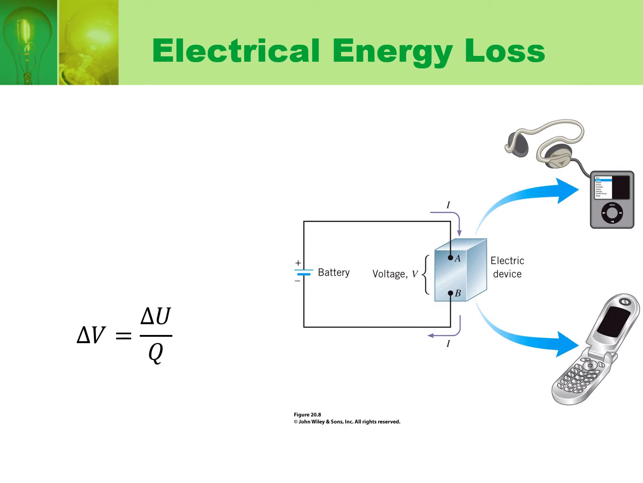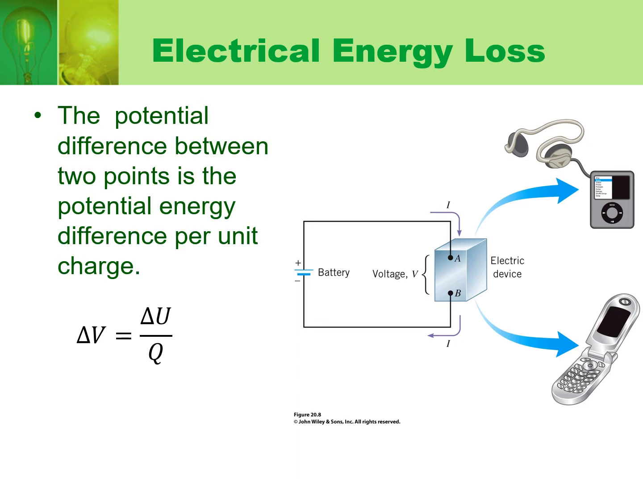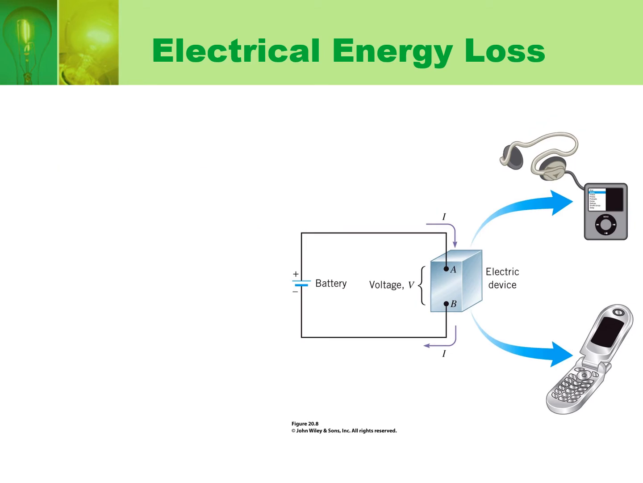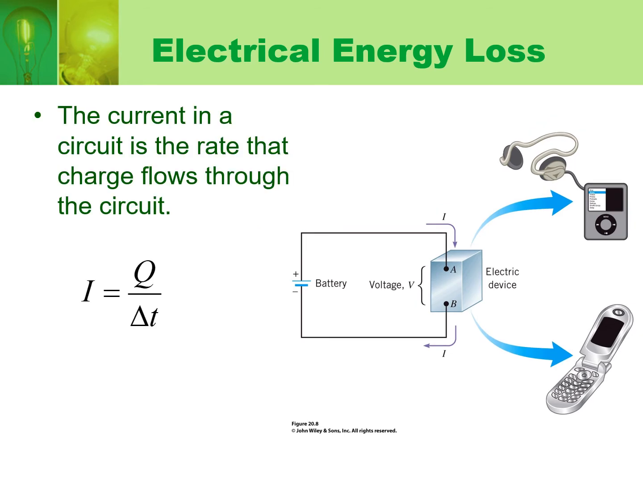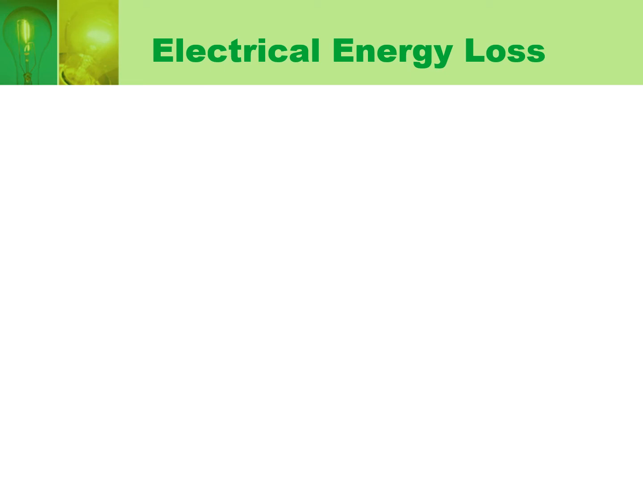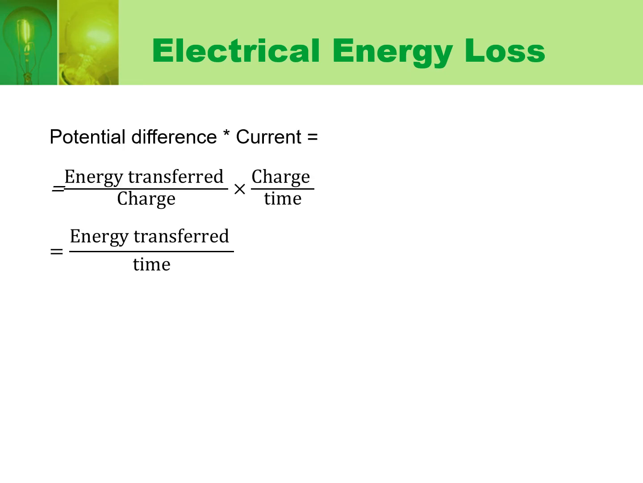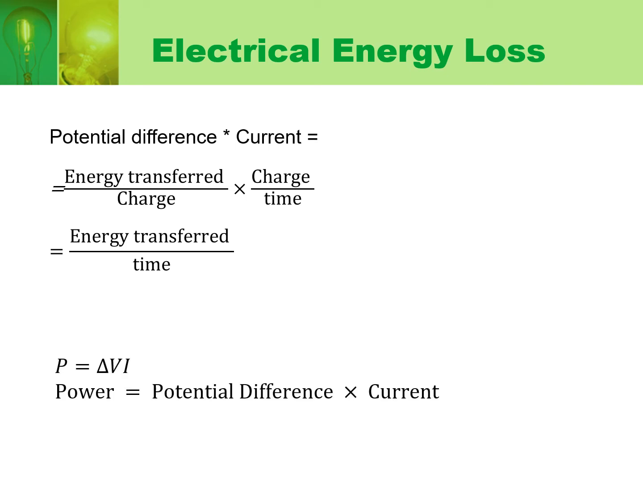By definition, the potential difference is the amount of energy transferred by the electrical device to some other form of energy per unit of charge passing through the device. Now, the current in the circuit is the rate at which charge flows through the circuit. So, the potential difference multiplied by the current is the energy transferred per charge times the charge transferred per time. This gives the energy transferred per unit time. This quantity is called the power.